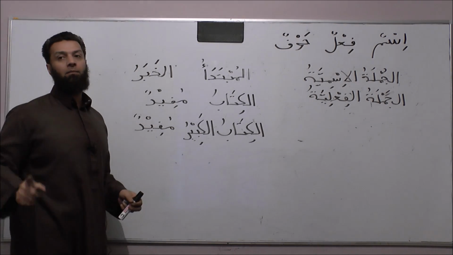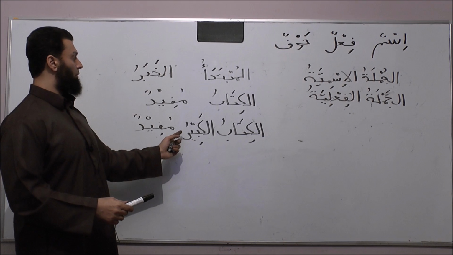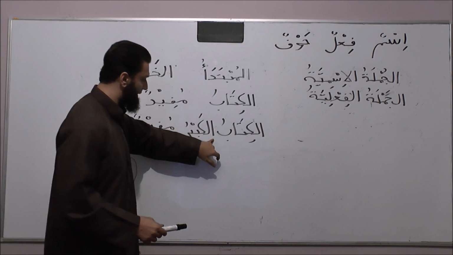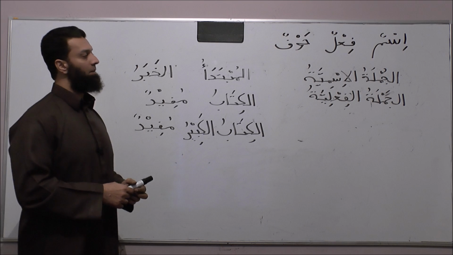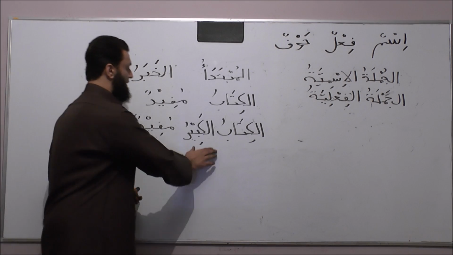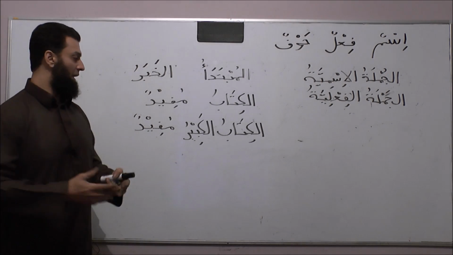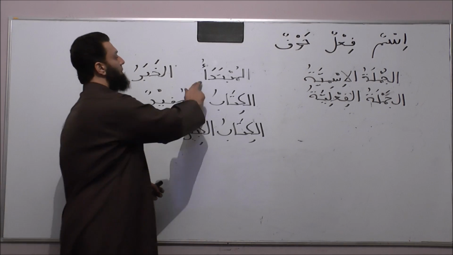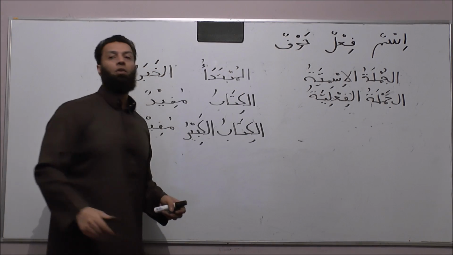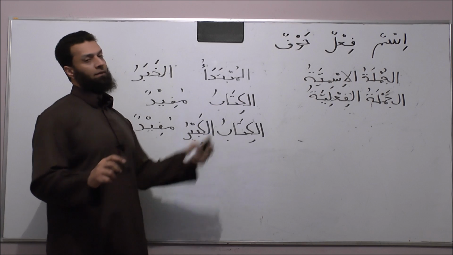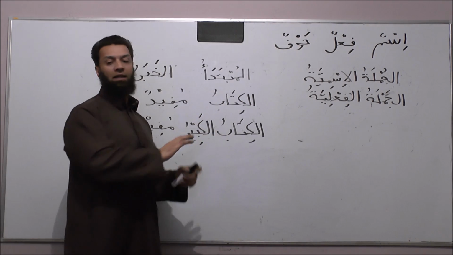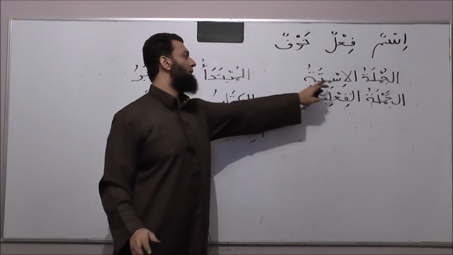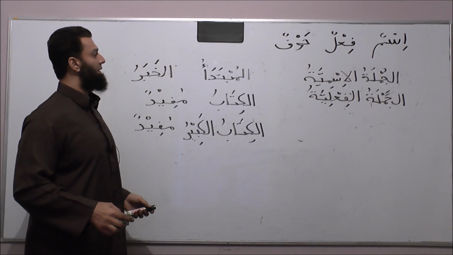Mufidun is still al-khabaru, and that's important to note. So in al-kitabu al-kabiru mufidun, al-kitabu is al-mubtada'u, al-kabiru is a sifa of al-kitabu, and mufidun is al-khabaru. These two have to match with regards to gender, number, whether it's male or female, and whether it's definite or indefinite. But al-mubtada'u is always definite. I say always definite, there are exceptions, but in the vast majority of instances it will be definite. That, in brief, is al-jumlatul ismiyya, and it's the simplest of the two sentences.